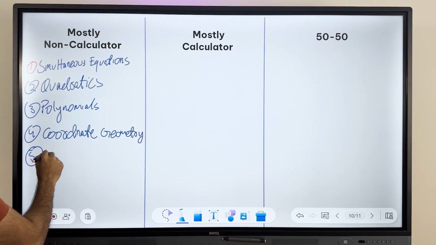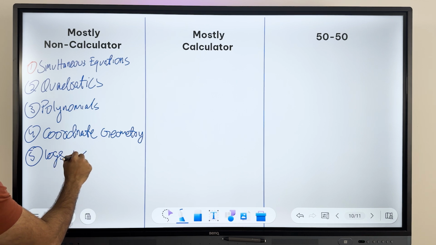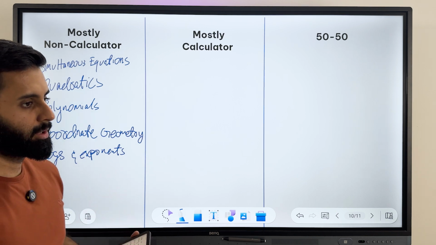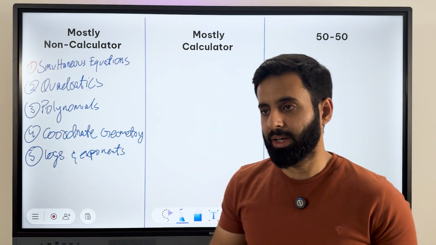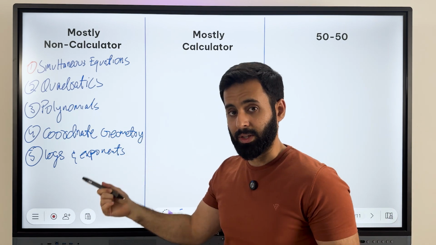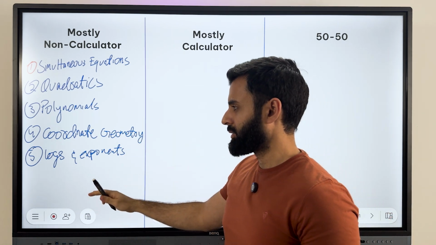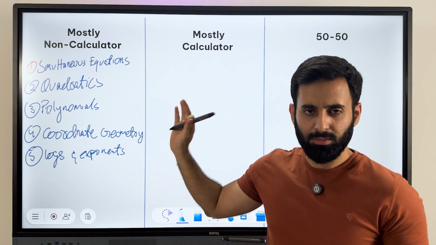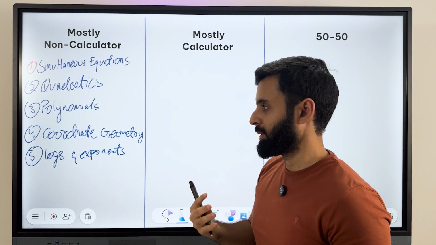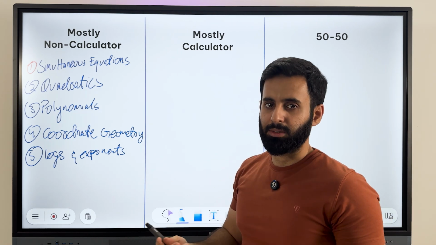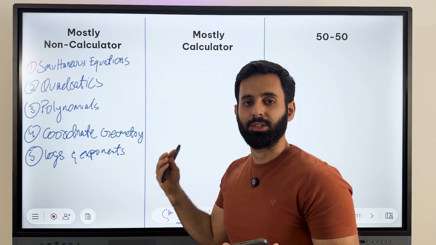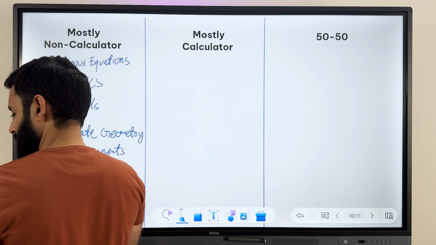Then number 5, you have logs and exponents. Logs and exponents is also another topic where you don't need a calculator, although I should mention that there are some scenarios where you have a logarithmic equation or an exponential equation where you have to use logs to solve it. That is where you absolutely need a calculator. But the majority of the questions require rules of logs: the product law, the quotient law, the power law, the change of base law, and questions where you have to express it in terms of x and y or solve it through substitution. So once again, the majority of the questions are such that you don't need a calculator. Same goes for exponents as well.